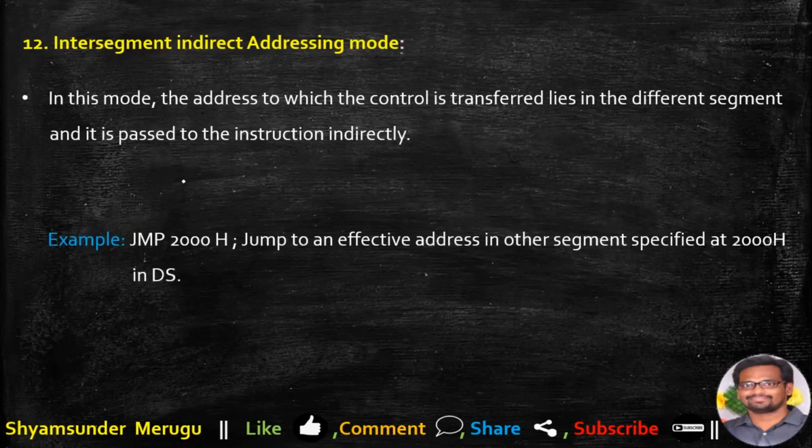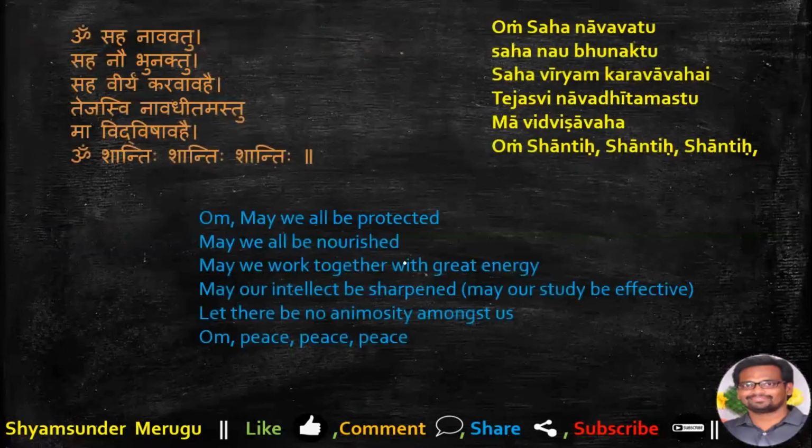So as it is intersegment where the transfer of control is from one segment to different segments, right? So to which address it has to pass into the other segment will be mentioned indirectly. So in this case, if you write JMP 2000H, right, so it specifies that jump to an effective address in other segment specified at 2000H in data segment. So these are the different ways of addressing modes in 8086.